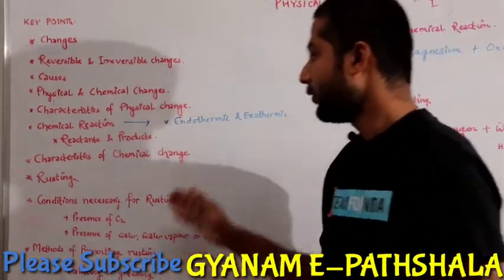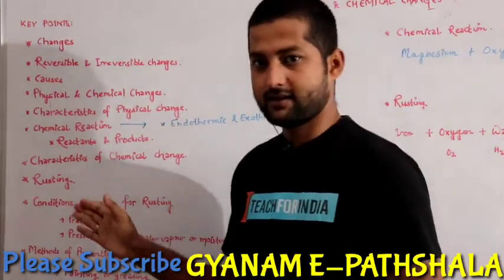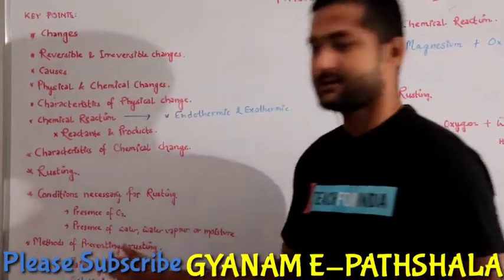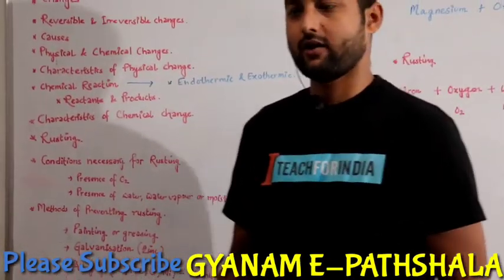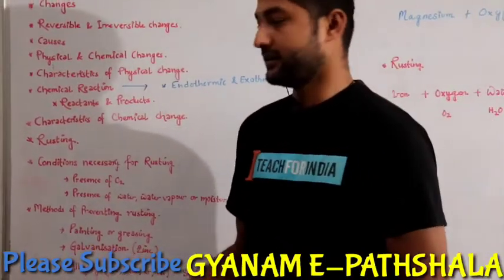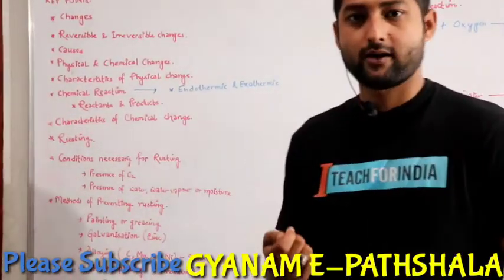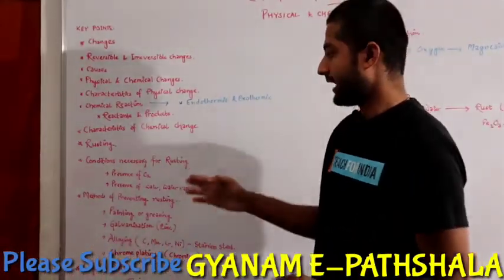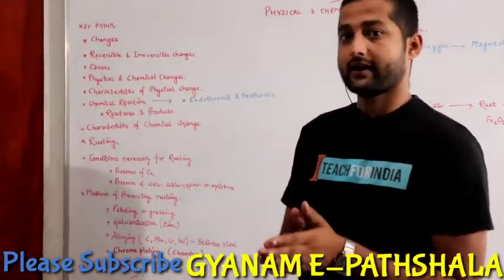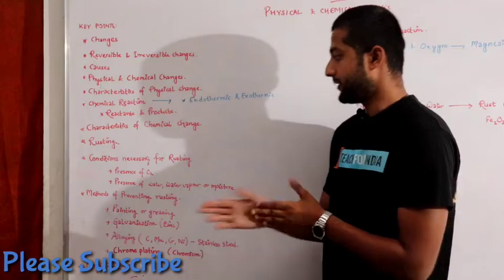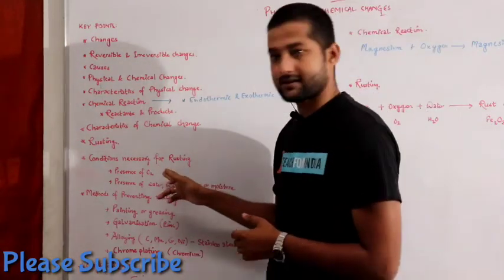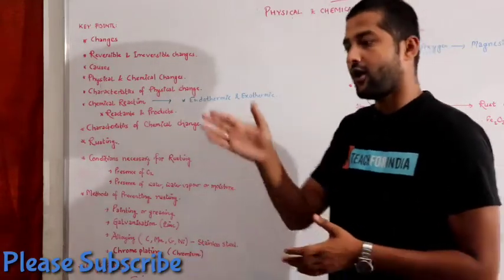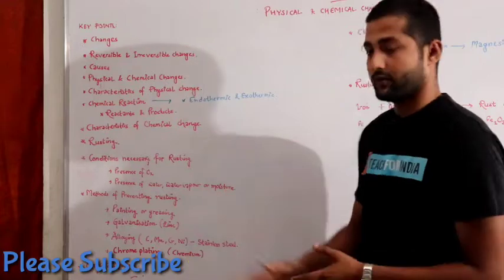Now we can also prevent rusting by some methods, and the common methods are given here. First of all is painting. We have all seen in our homes, especially when the doors or windows are made of iron or metal, we paint them. Why do we paint them? So that the metal does not come in contact with oxygen. Because we have already seen that oxygen is a responsible factor for rusting to occur. So if we cut off the contact of oxygen and the metal, then the rusting could be prevented.